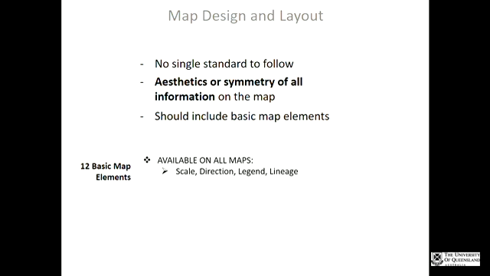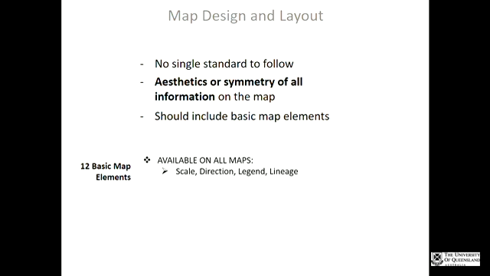What you should have on all maps are a measure of scale, which I'll talk about in a moment, direction, a legend, and a lineage. Let me go through each of these. Scale basically represents the distances on the map. It might be a scale bar, or it could be a measure of the ratio between the distance on the ground versus on the map. There are various ways to show that, but it captures what size area the map covers.